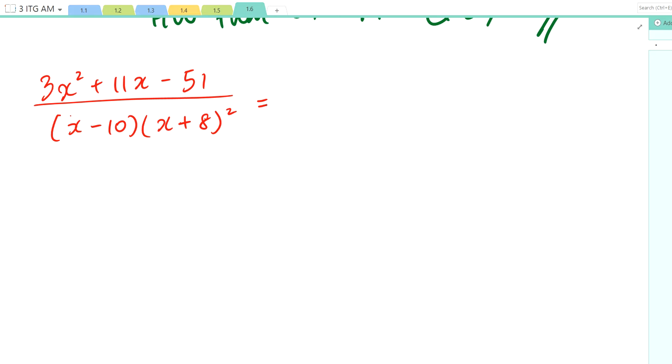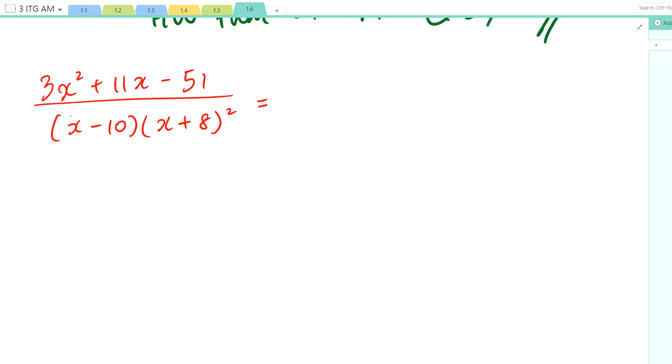A? No, not A yet. There's something else that should be going through your mind. It is the first thing that I touched on for this topic: proper fractions and improper fractions. So you need to check. Okay, is this a proper fraction?